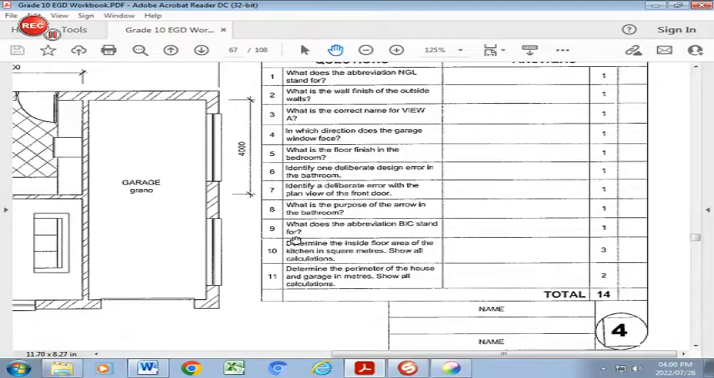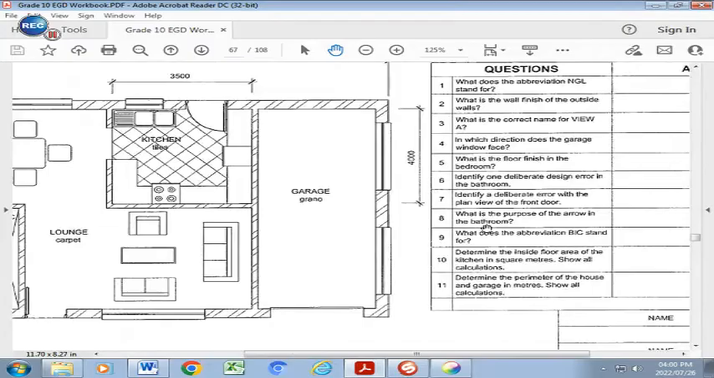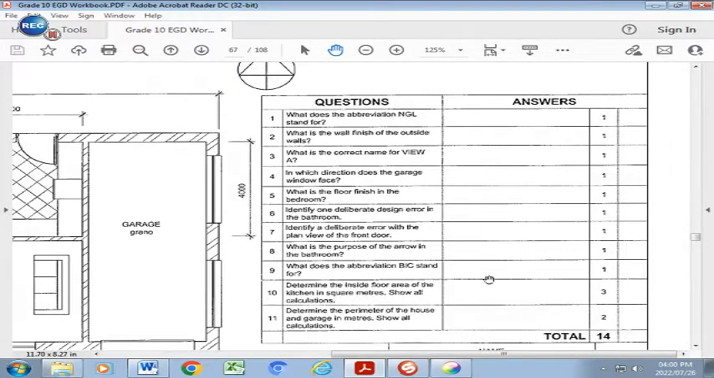Number 7, identify the deliberate error with the plan view of the front door. If you look at the front door, you will find that there is a door in fact, but unfortunately the swing of the door has been omitted. So the swing of the door is your answer at number 7.